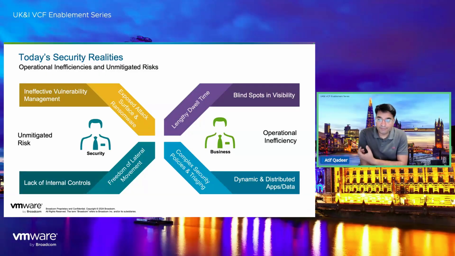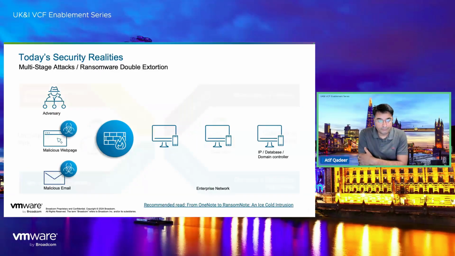Because everything is in the virtual form factor on VCF with vSphere, with VCF networking, we can bring a plethora of telemetry, and then we do interesting things on top of that to make sense of that information. So what does a typical attack look like these days?